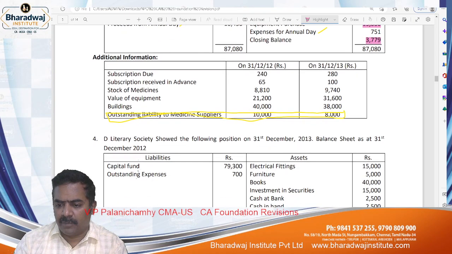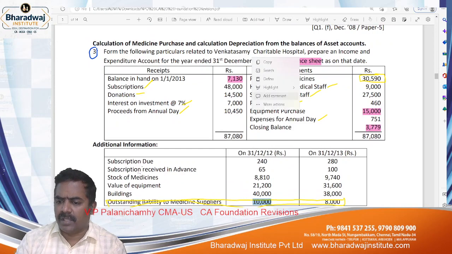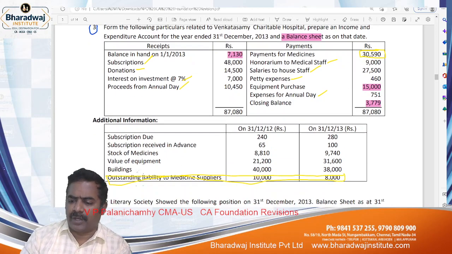The opening balances have all been given at the beginning, haven't they? What are the things given? Subscription due, subscription received in advance, medicines, value of equipment, building, creditors for medicines are given. Apart from that, if there is any other thing, you have to think and work out the opening balance sheet and find the capital fund.